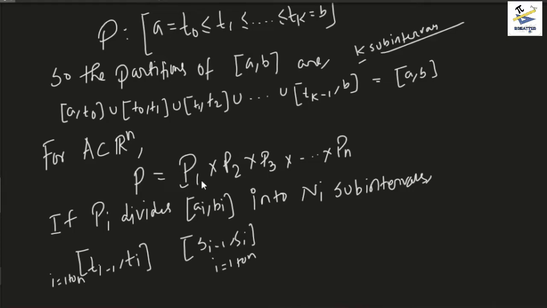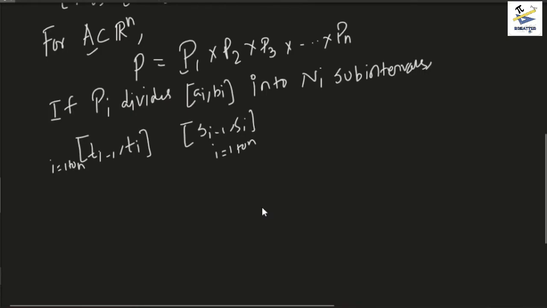So each of these Pi's are different partitions, and they divide this integral region, or this closed rectangle A, into a finite number of disjoint subintervals themselves. Each of the Pi's divides them into ni more rectangles, right? So this is how we can partition the multidimensional case by breaking it down into the single dimensional case.